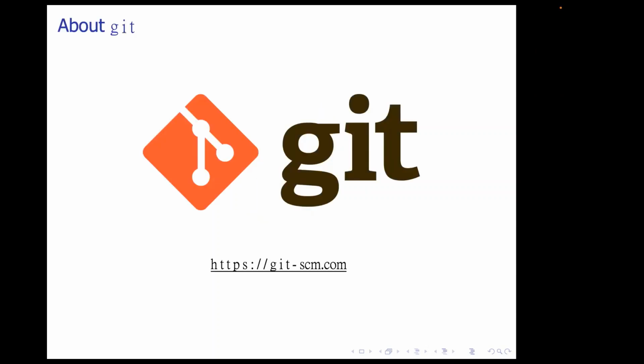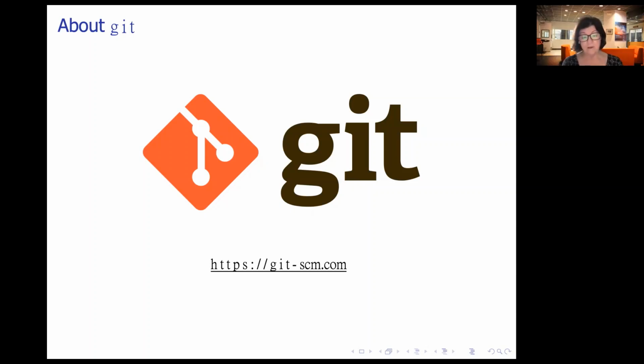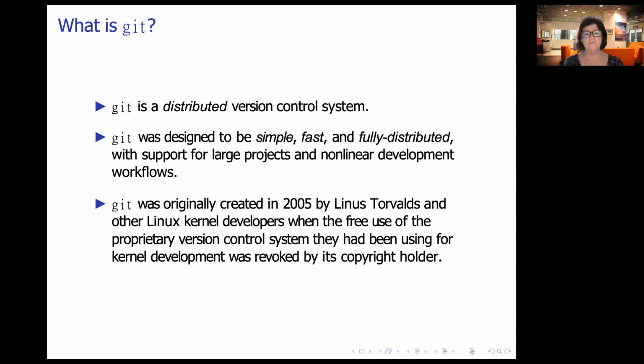Git is one of the most popular repository software management systems around. There's been a few in the past, and this one seems to have managed to survive. Git is a distributed version control system. It was designed to be really simple and fast. And a little fact was it was created in 2005 by Linus Torvalds and his team of people who were working with a proprietary software control system as they developed the Linux kernel.